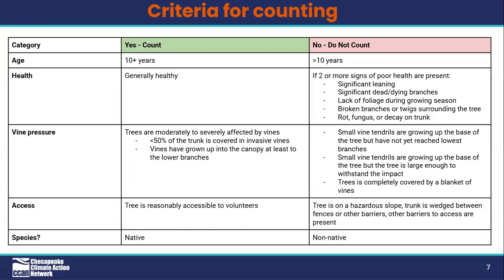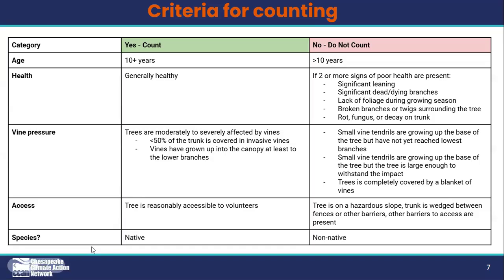I think especially in DC or more condensed areas, I've seen a lot of trees that are crammed between a fence and someone's shed, or it would be really hard to access. Maybe it's on a super steep slope that seems kind of hazardous. So just consider that aspect as well. And if it seems like it'd be something that's really tough to access, maybe you don't count it.